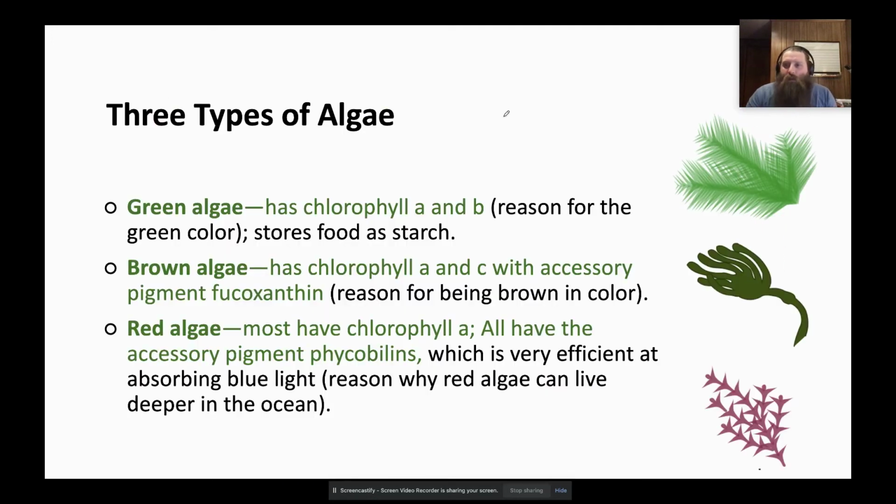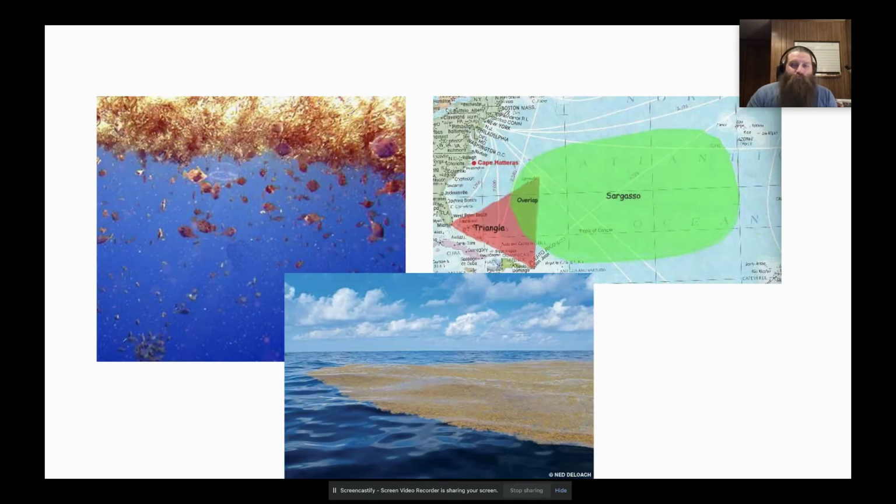So what's the takeaway here? The color of the plant, or the color of the algae rather, is going to determine how deep underwater it can live. That's the big takeaway. The color directly depends on which pigment is present in the algae.